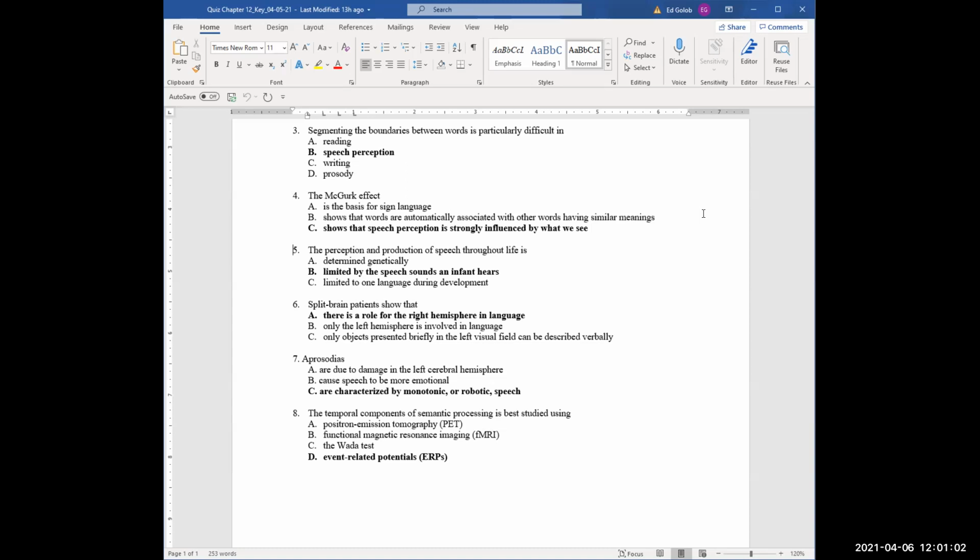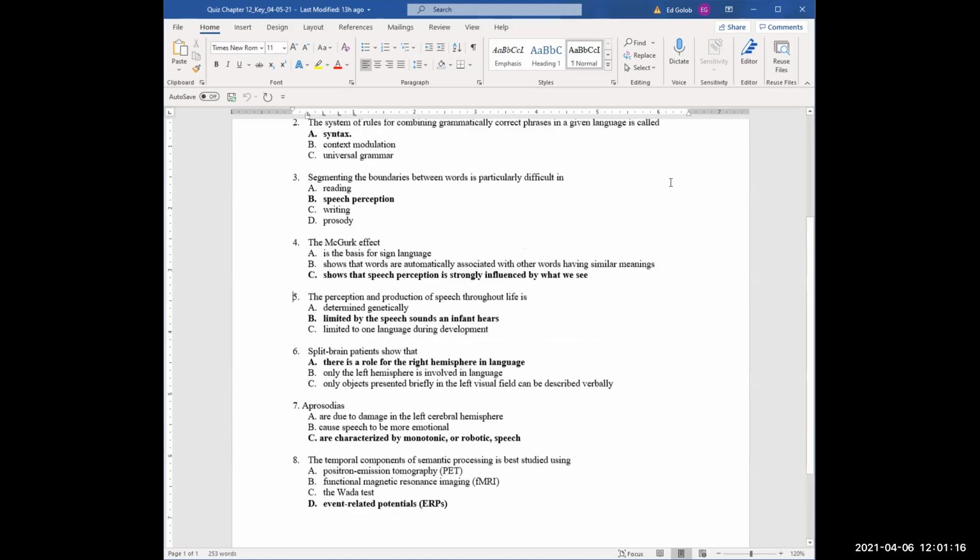fMRI is great for asking questions about where in the brain something may be processed, not as good in terms of when, so timing. And the same thing with PET. If anything, the temporal resolution of PET is not even as good as fMRI. So with 8, you wanted to go with D.